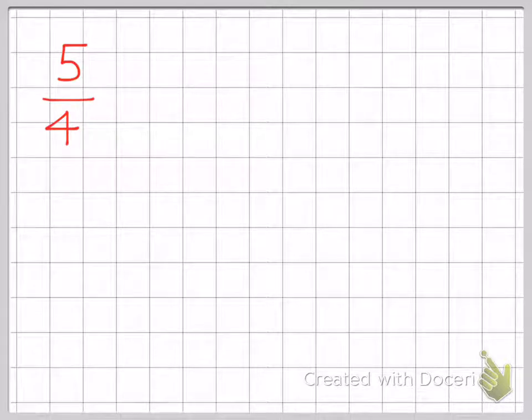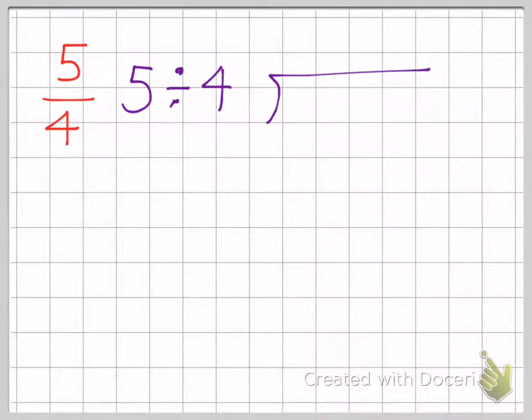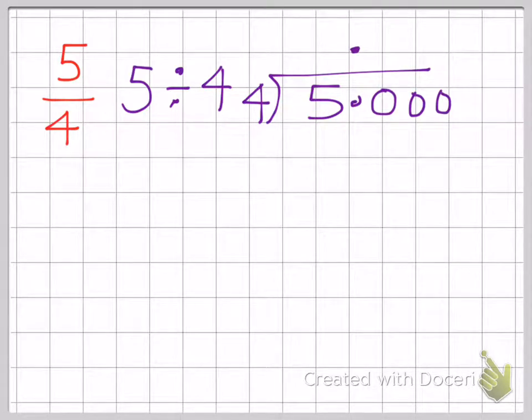Moving on, this number here is a top-heavy fraction, which means it's worth more than 1. So I would expect an answer not of 0 point, but of 1 point or 2 points or 3 points. I'm definitely going to have a whole number at the beginning. So let's write it first of all. 5 divided by 4. Here's my bus stop. Let's put my 5 underneath and my 4 at the beginning. I think I'm going to get a remainder, so let's put our 0s in and my decimal point.